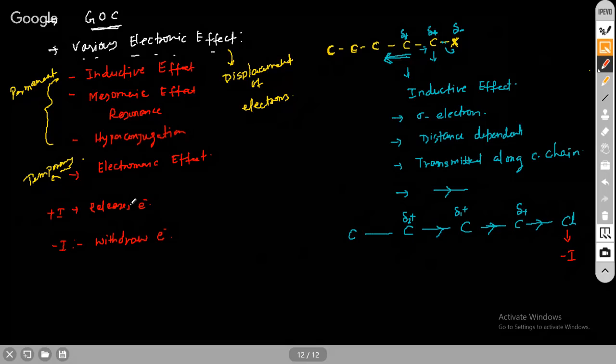Since minus I groups are the groups which withdraw electrons, they must be electron deficient or positively charged species. So I'll write down some examples here that you copy down and keep in mind. Examples of plus I and minus I. First of all, you see examples of minus I, minus I groups.